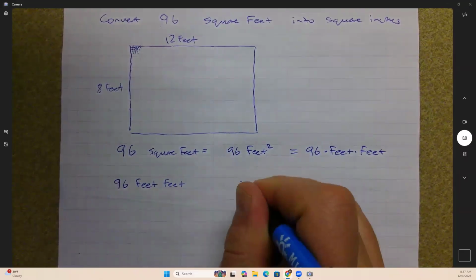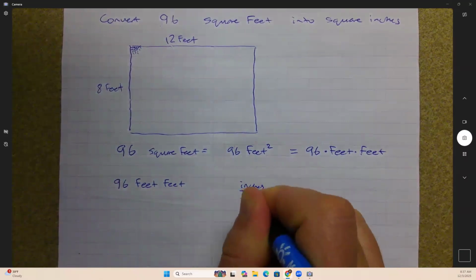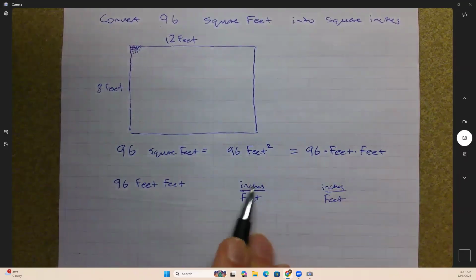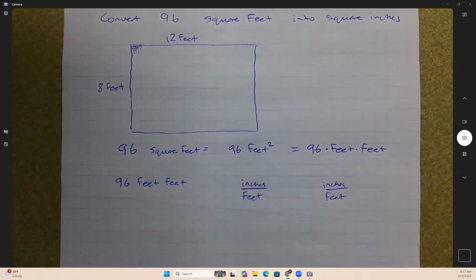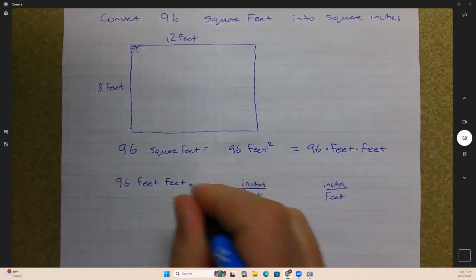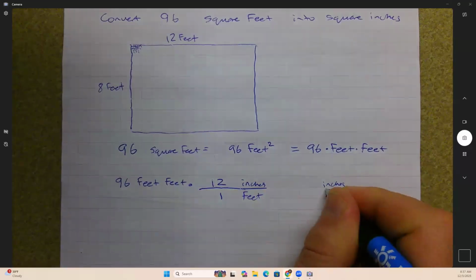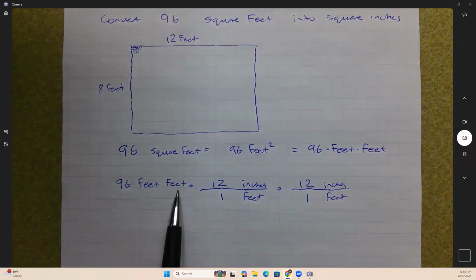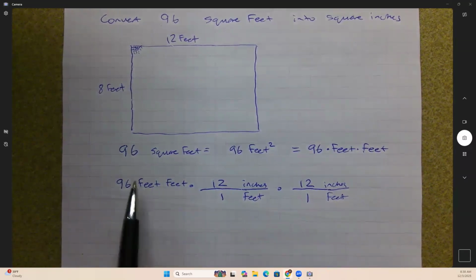So I'm just going to do that. I'm going to do an inches per feet here and another inches per feet there. And that's going to give me my inches times inches. And then I go to my conversion table and I say there's 12 inches in 1 foot and there's 12 inches in 1 foot. So I multiply by 12 and then by 12 again. And if you set up your higher dimensional conversions this way, the process is the exact same.